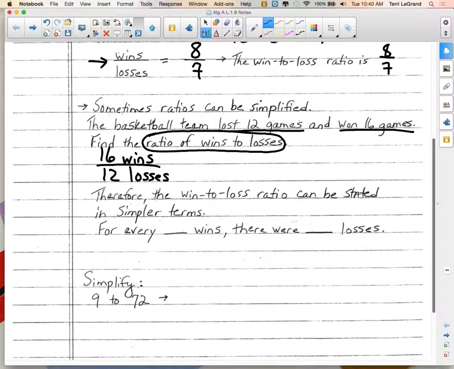Can that be simplified into different terms? Okay, what could it be simplified to? 8 over 6. Okay, so what did you do, Preston, to get 8 over 6? I just divided the 16 and the 12 by 2. Okay, so you divided the upstairs by 2 and you divided the downstairs by 2. And now that becomes 8 wins, did you say? Over 6 losses? Right? Okay, so there's another way to compare it. For every 8 wins, they lost 6 games.